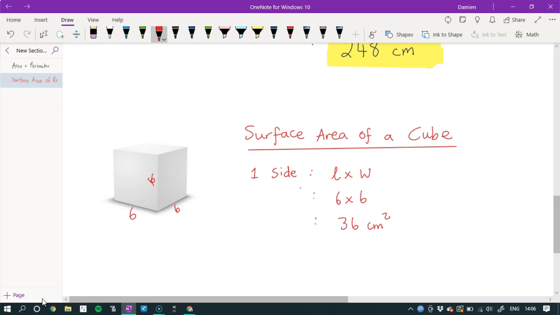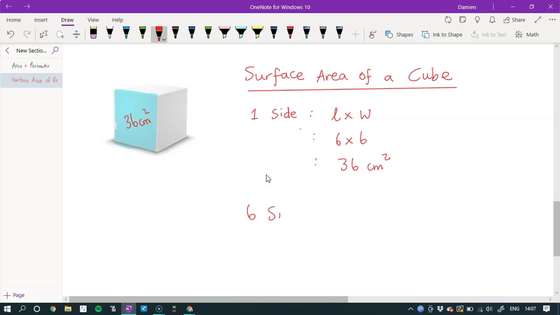So that means if you take all of these sides, let's take a highlighter. This side here, that side there, that's highlighted in blue, that is going to be 36 centimeters squared. Now, how many sides have we got on a cube? Well, it's going to be 6 sides. So you're going to take 36 plus 36 plus 36 plus 36, you're going to do it 6 times, add them all up. But an easier way is to take your 36 centimeters squared for one side and just multiply it by 6. So that's going to give you 216 centimeters squared. And that's the surface area of a cube.